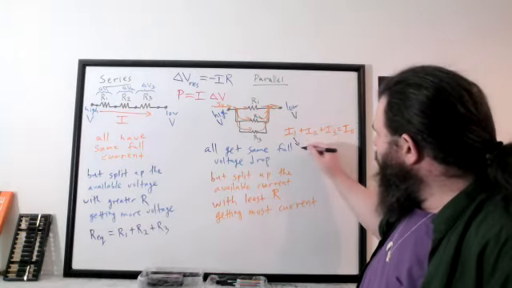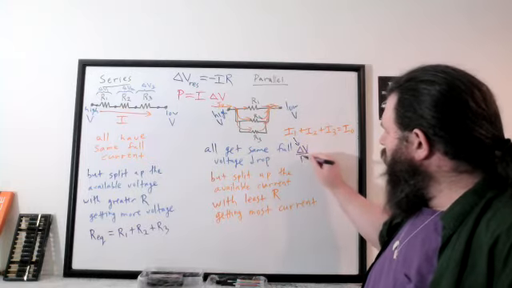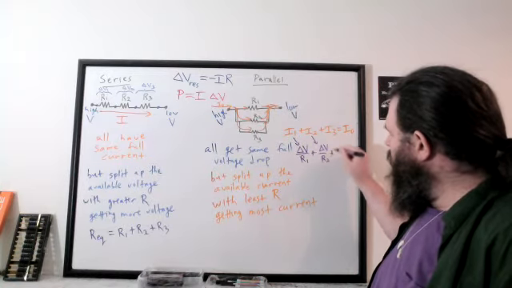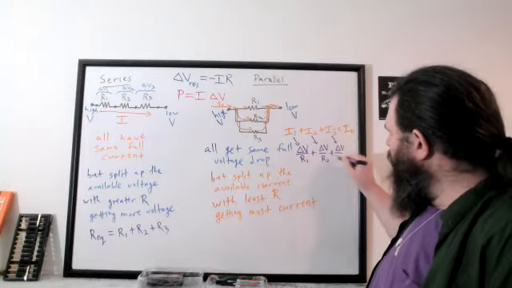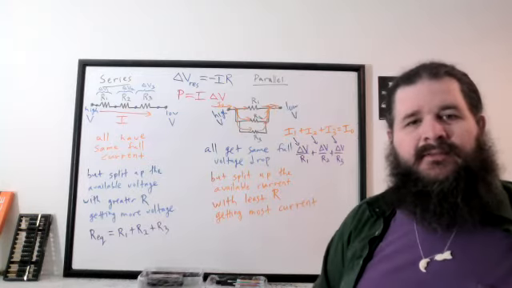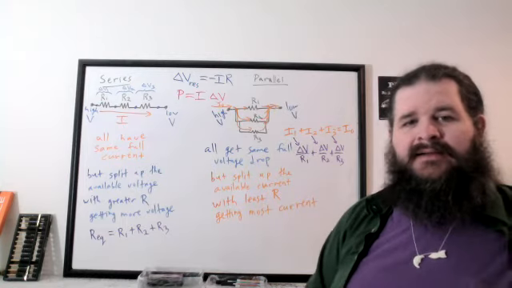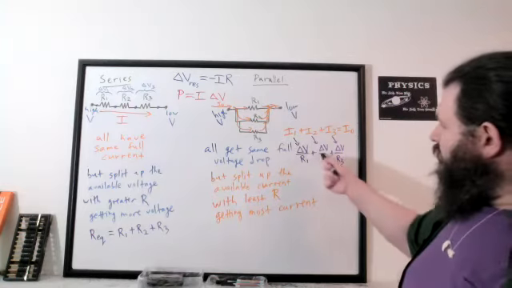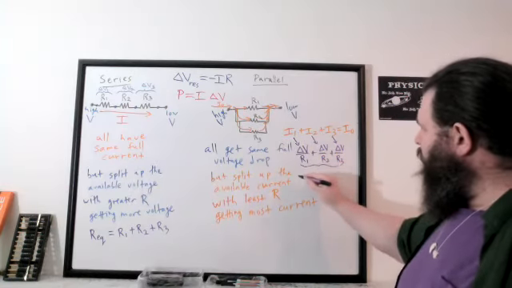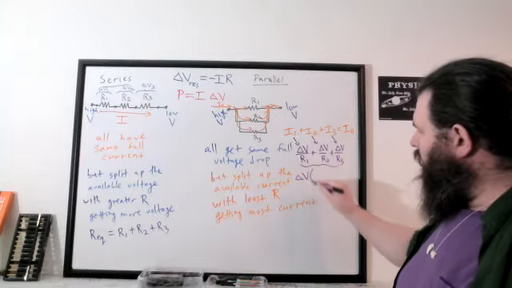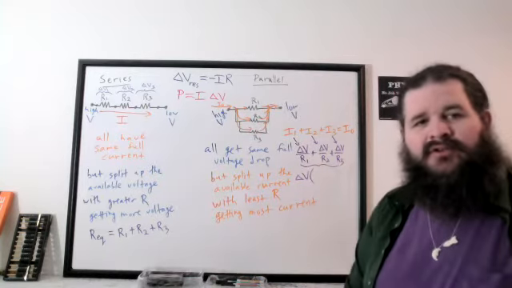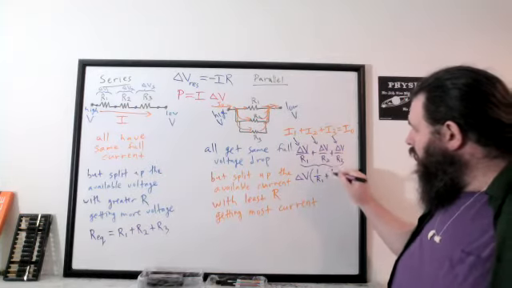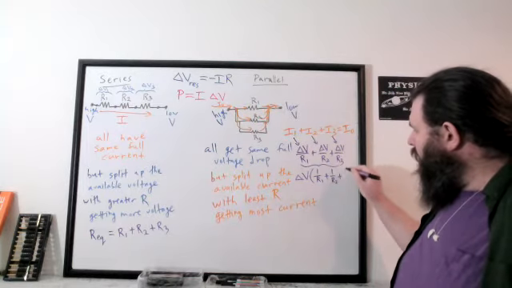And so these become delta V over R1, the same delta V over R2, and the same delta V over R3. And we know it's the same delta V because that's really what parallel means. Parallel means that they're all getting the same voltage drop. And since it's the same voltage drop, we can factor out delta V from everything. If we factor out delta V though, we're not left with R1 plus R2 plus R3, we're left with 1 over R1 plus 1 over R2 plus 1 over R3.